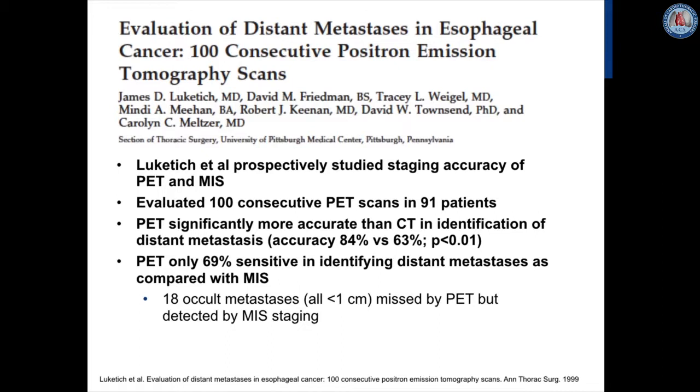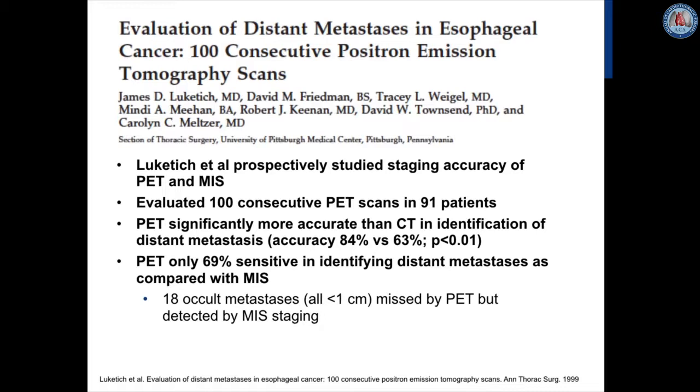In one interesting study, Lukatich and colleagues prospectively studied the staging accuracy of PET and MIS staging in patients with potentially resectable esophageal cancer. They evaluated 100 consecutive PET scans in 91 patients with potentially resectable carcinoma of the esophagus to compare the staging accuracy with conventional imaging methods. They found that PET imaging was significantly more accurate than CT in the identification of distant metastases, with an accuracy of 84% compared to just 63% for CT.